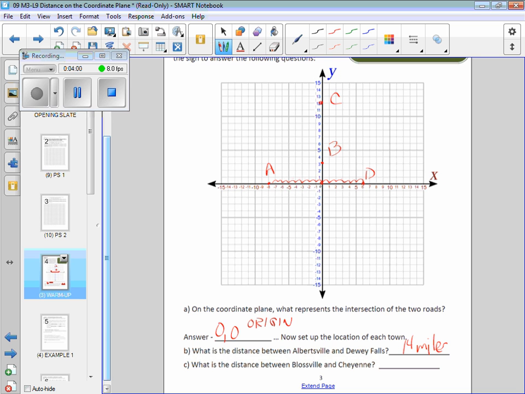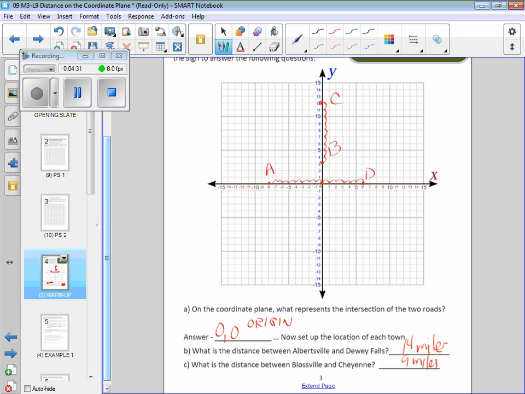What about Blossville and Cheyenne? Bella. 9 miles. Bella, do you know what the shortcut is without having to count the boxes? What's the shortcut? You subtract the absolute values. Okay? In this case, it's 9. I'm sorry, it's what? 12 take away 3. Okay? That's what the whole lesson 9 is about.